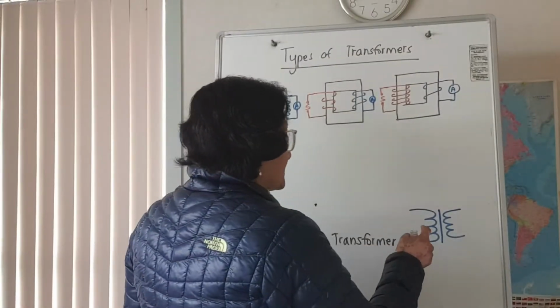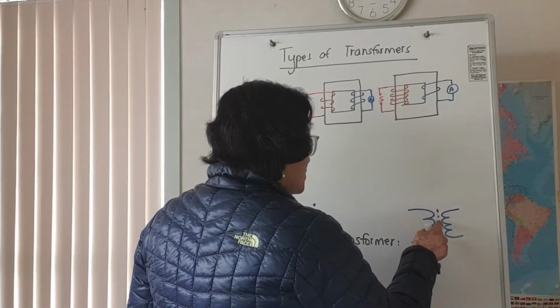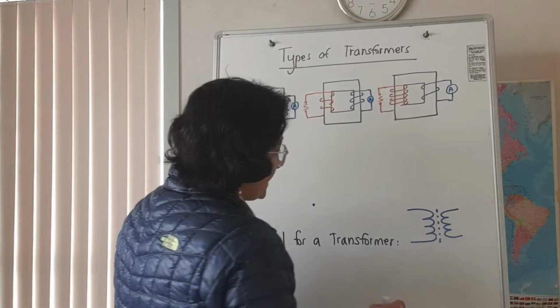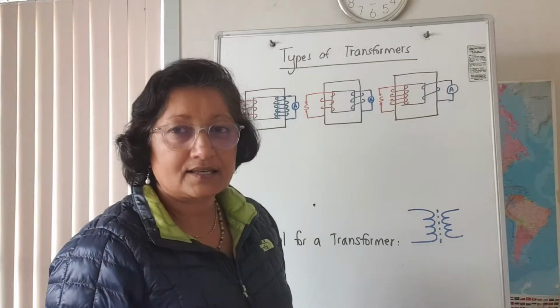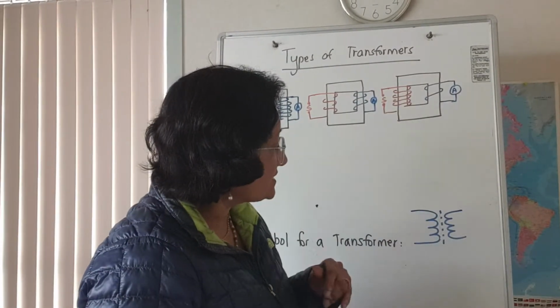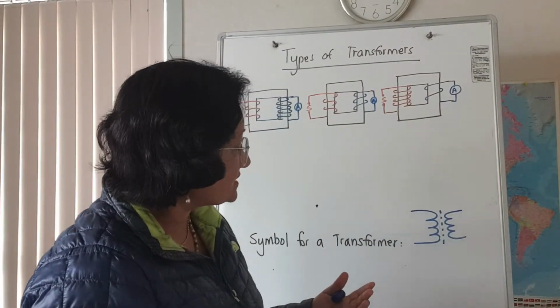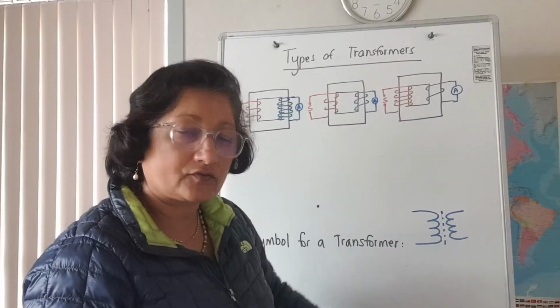Now the iron core can be of different types. If the iron core is in powder form, then it's a dotted line like this. Okay, so a line between says it's got an iron core, just to increase the efficiency. So that's a symbol for a transformer.